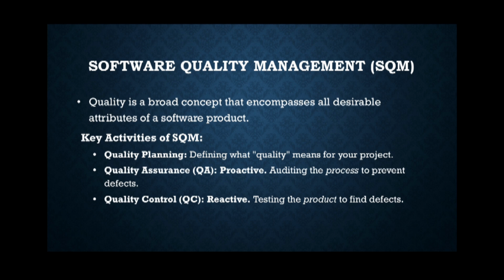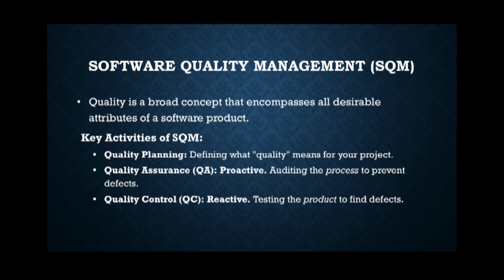To manage all of this, we use a systematic process called Software Quality Management or SQM. SQM is the overarching process that ensures a software product meets all of its quality standards. It involves three key activities that work together: quality planning, quality assurance, and quality control. You may have heard of these processes somewhere else.